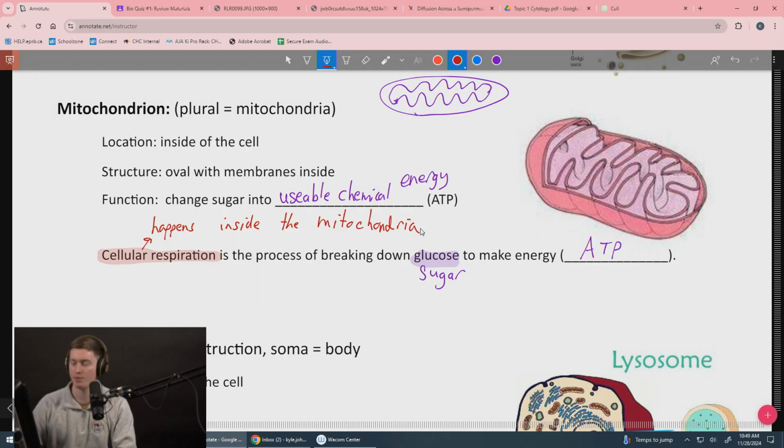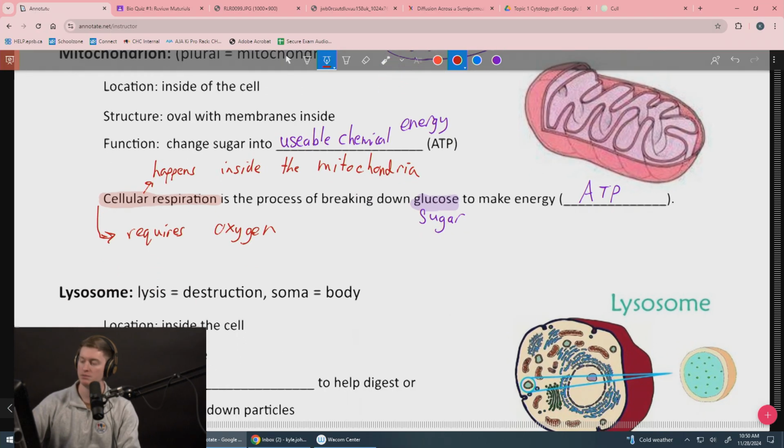Final note that I want to write here is that this process requires oxygen. And this is actually the reason that we breathe. This is the reason why we breathe air. We need to take that oxygen into our body so that our cells can make usable energy by breaking down glucose with oxygen in the mitochondria. So if you're out of breath, blame your mitochondria.